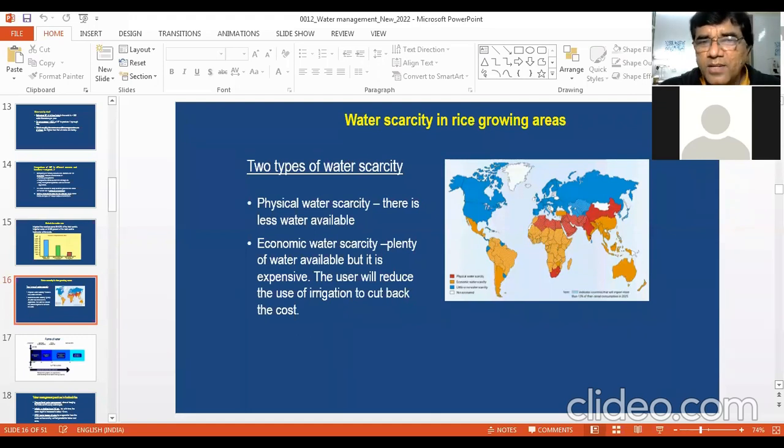Other is economic water scarcity. Water is there, plenty of water is available, but it is expensive. The user will reduce the use of irrigation to cut back the cost. You do not have money to buy the water. So that is in yellow areas. You can see in yellow areas. And blue areas, I think they are self-sufficient in water. There is no scarcity, any kind of scarcity. It is mostly the developed world where there is no scarcity. It is in Africa or Asia where we have both kinds of water scarcity.